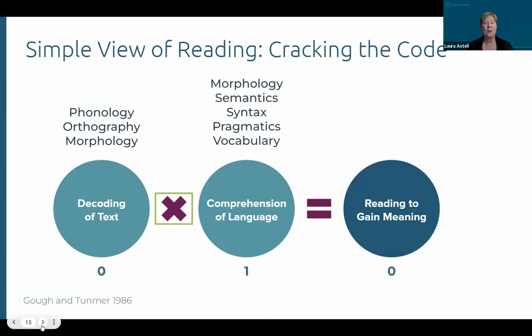So that means if you can't decode, even if you do know what the word means in oral speech, 0 times 1 is still 0.